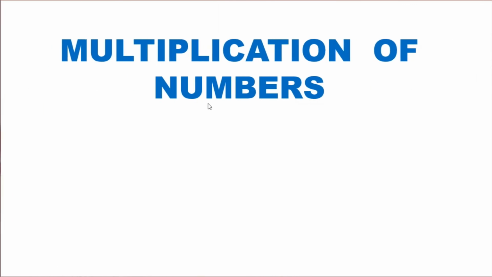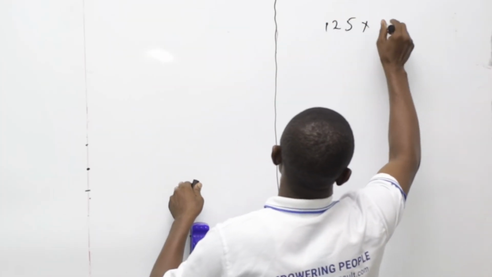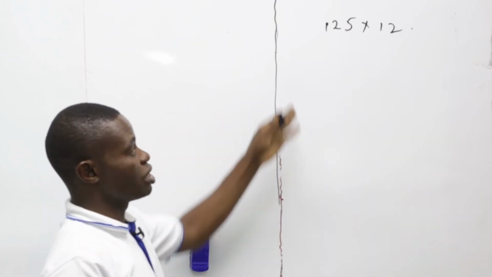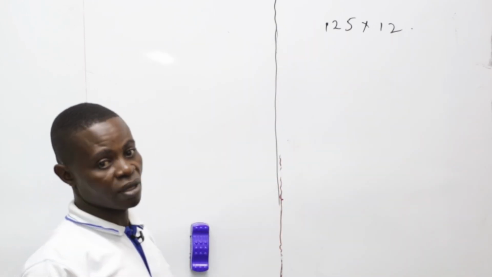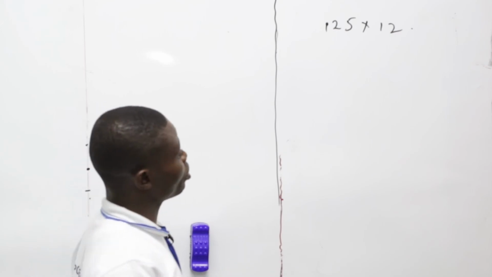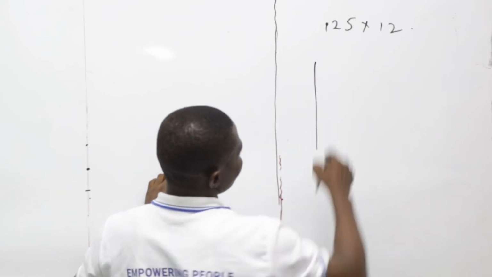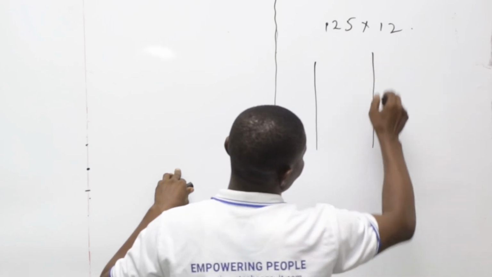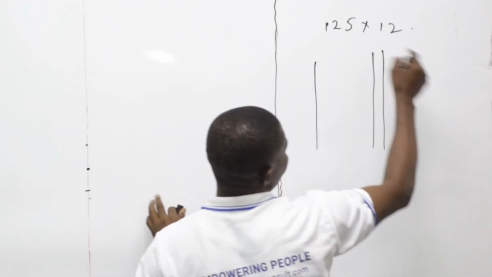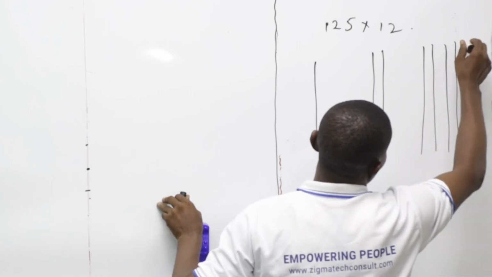For instance, using the magic stick for your multiplication. If I say 125 times 12, some of us can easily multiply it. But the magic stick is also easy. So how is it? This is one stick. You count. How many sticks are here? 2. 1, 2. How many are here? 5. 1, 2, 3, 4, 5.